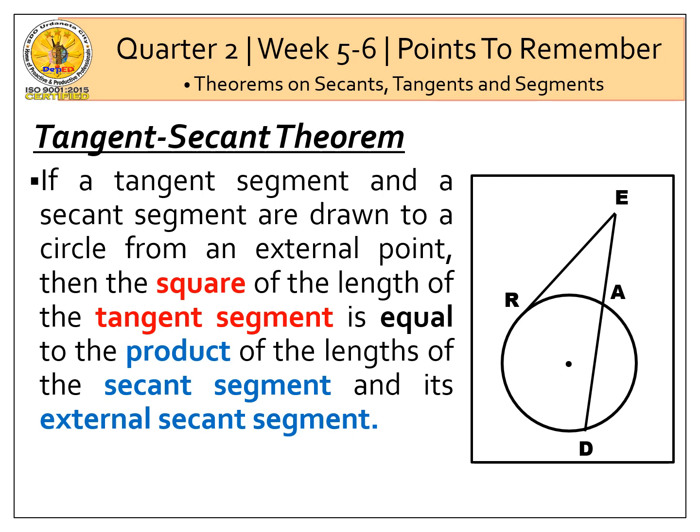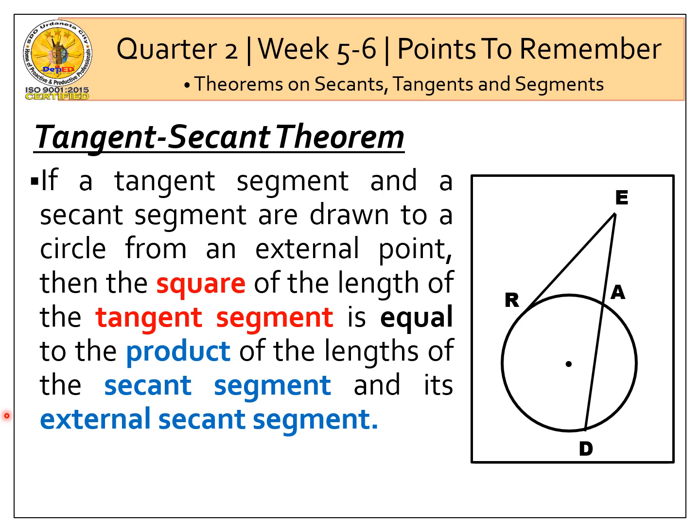Let's have the third theorem, the tangent secant theorem. If a tangent segment and a secant segment are drawn to a circle from an external point, then the square of the length of the tangent segment is equal to the product of the lengths of the secant segment and its external secant segment.